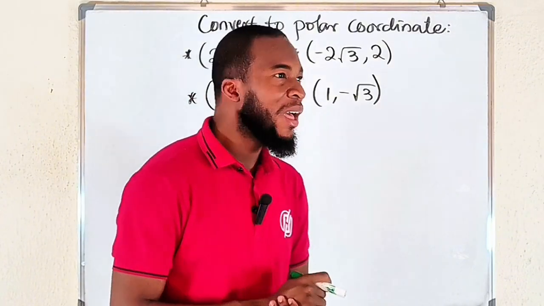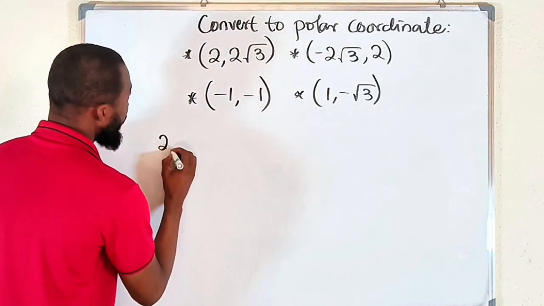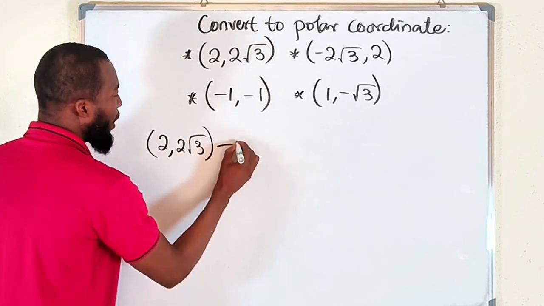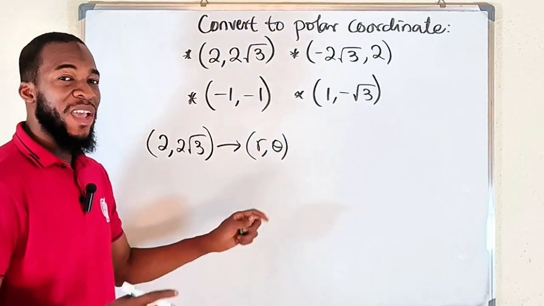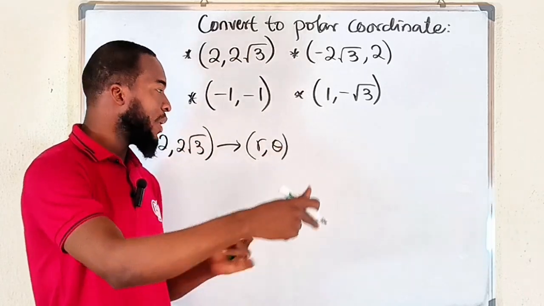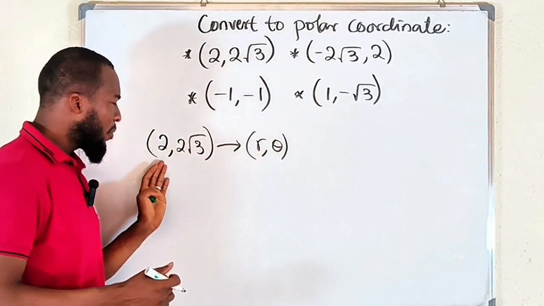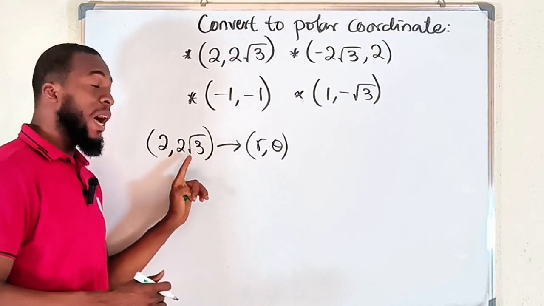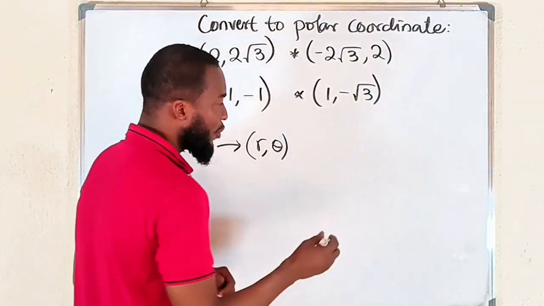Let's get started. Here is our first problem. We would like to convert (2, 2√3) into polar coordinates, which is going to be (r, theta), for which r here is the radial distance, the distance from the pole down to the point, and theta is the angle subtended. So first of all, we should determine the position of this coordinate. Both are positive, which implies that this is in the first quadrant.